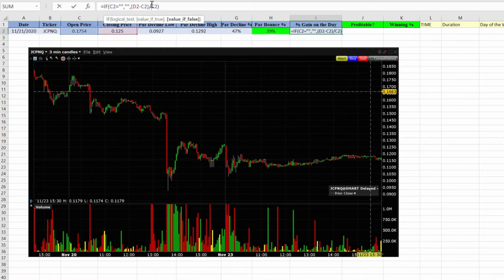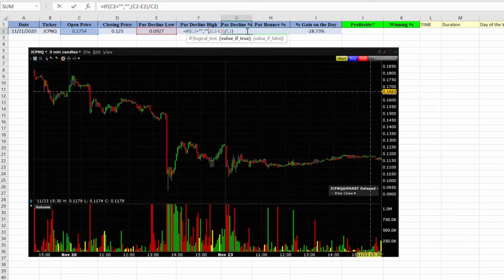Now the gain on the day, it's the same thing. If C2 open price equals nothing, then give me nothing. Otherwise, say closing price minus open price and divided by open price, and you get the percentage gain on the day. Now, why do you need these if statements? If statements make your table dynamic.